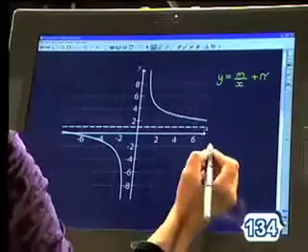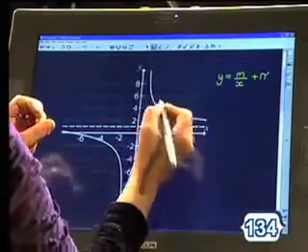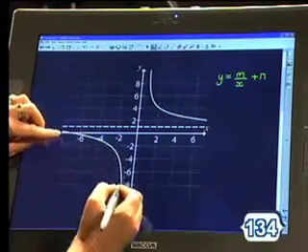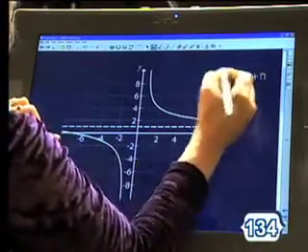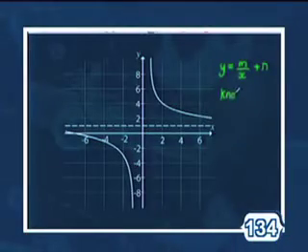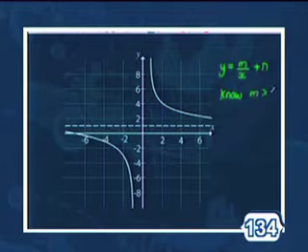Now think back to what we are expecting. This is quadrant 1 and quadrant 3. Now when we're working in quadrant 1 and 3, we know that our m value is going to be positive. So that's a checking mechanism for us. When we're done, m must be positive.